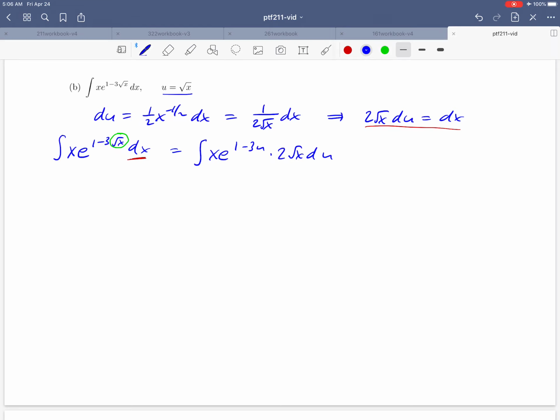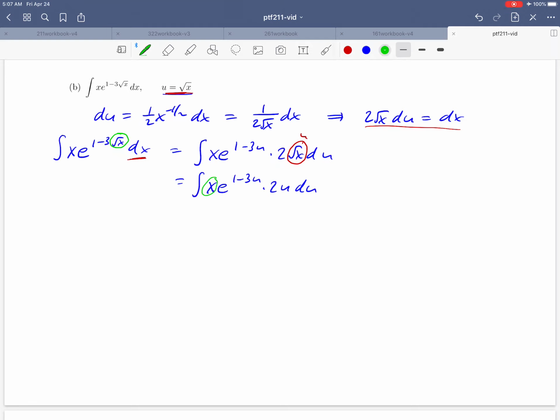Okay, well, you can look at that integral and see we've still got a mixture of u's and x's, and we want an integral that just has u's in it. So we might notice that the square root of x that's sitting here is just equal to the u from the beginning. That's the choice that we made for u, so let's fill that in. 2u du.